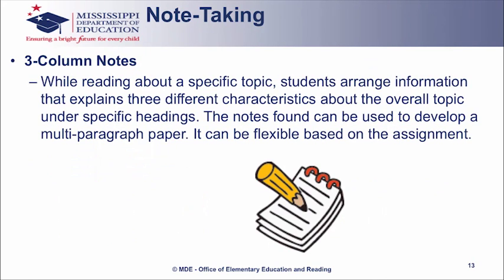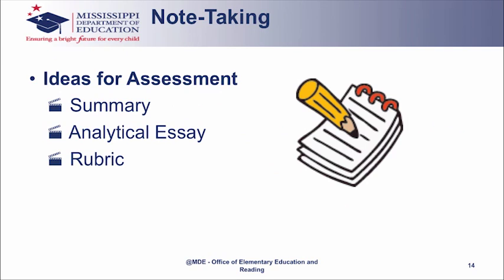Three column notes. While reading about a specific topic, students arrange information that explains 3 different characteristics about the overall topic under specific headings. The notes found can be used to develop a multi-paragraph paper. It can be flexible based on the assignment. Ideas for assessment with this strategy: students can create a summary, they can create an analytical essay, or a rubric can be used to score their writing.